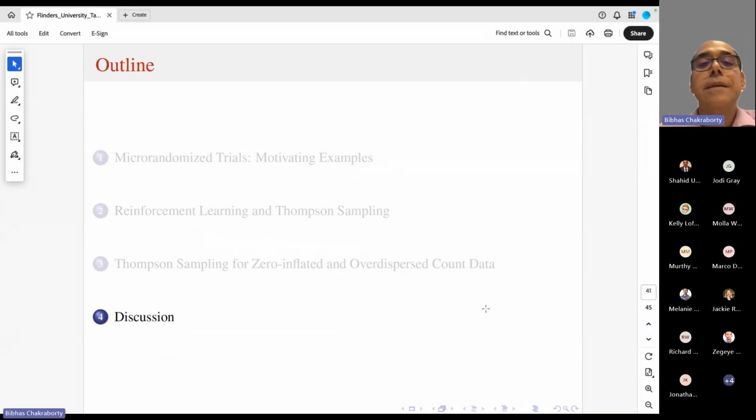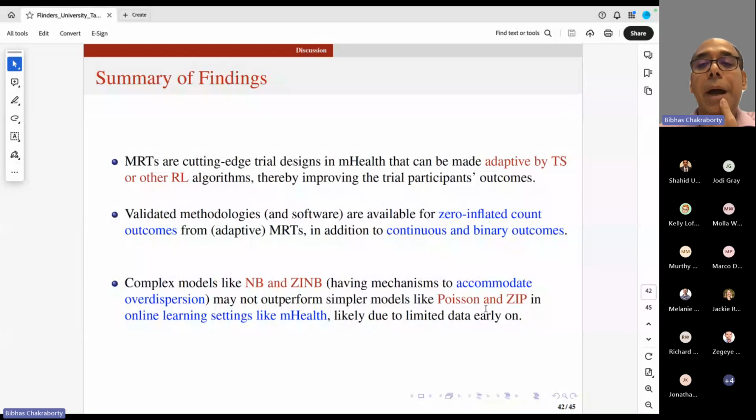Okay, so that's pretty much what we have in the findings. I'll remind you what I wanted to say. So take-home messages. First is that MRTs are cutting-edge trial designs in mHealth that can be made adaptive by these kind of algorithms, thereby improving the trial participants' outcomes.